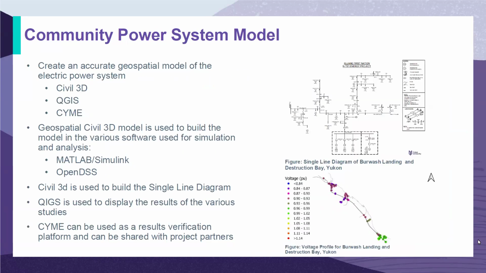So we use Civil 3D, SIME, QGIS, and MATLAB Simulink to collect the data. And we usually have two single line diagrams, if you will, of the system. One is GPS accurate, because that's what's more accessible for the community. And then one is an electrical single line diagram, because that's what the utility engineers are used to looking at. And we could do both, but this is part of our knowledge mobilization to make sure that the results are conveyed in the right manner.